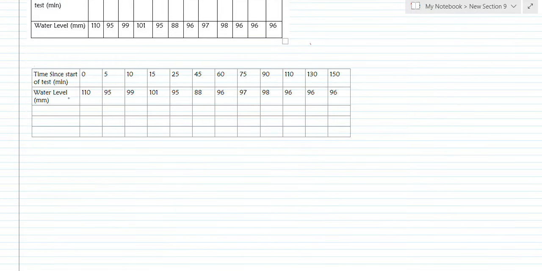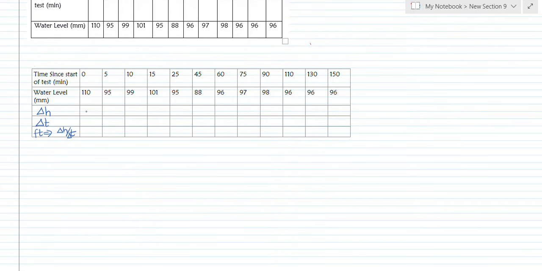What we need to do is find the change in water level, then find the change in time, then find the infiltration at any given point, which is given by the change in water level divided by the change in time.